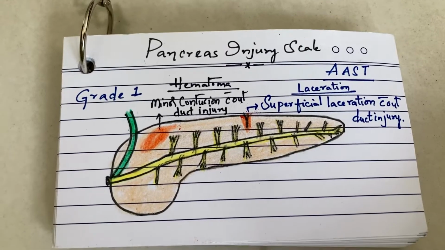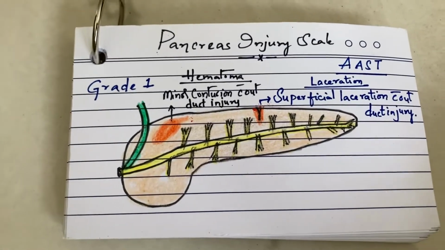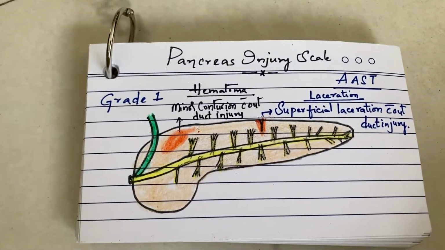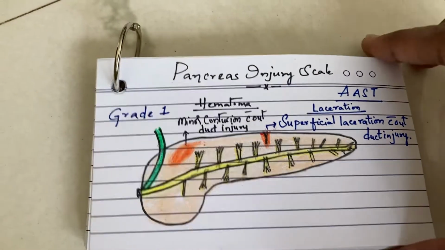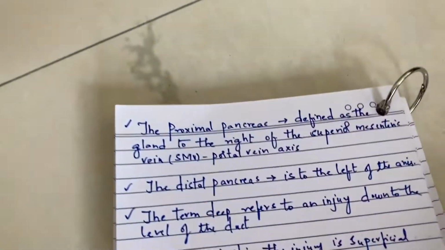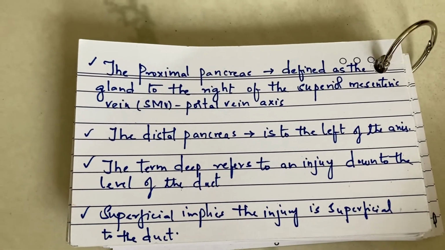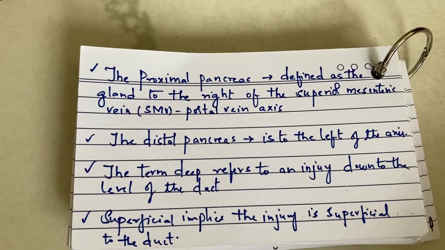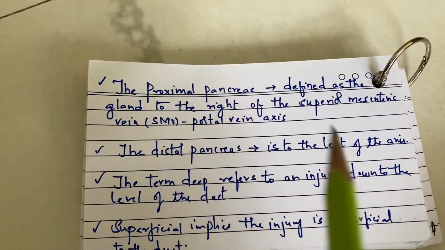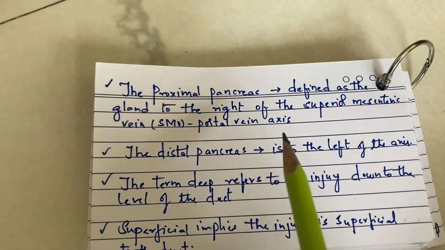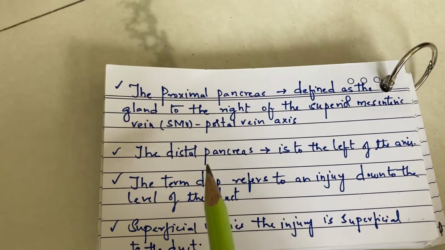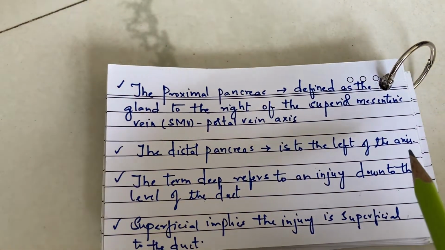Everybody, today we'll be learning about the pancreas injury scale in pancreatic trauma according to the American Association for the Surgery of Trauma. There are 5 grades. The proximal pancreas is defined as the gland to the right of the superior mesenteric vein and portal vein axis. The distal pancreas is the one to the left of the axis.